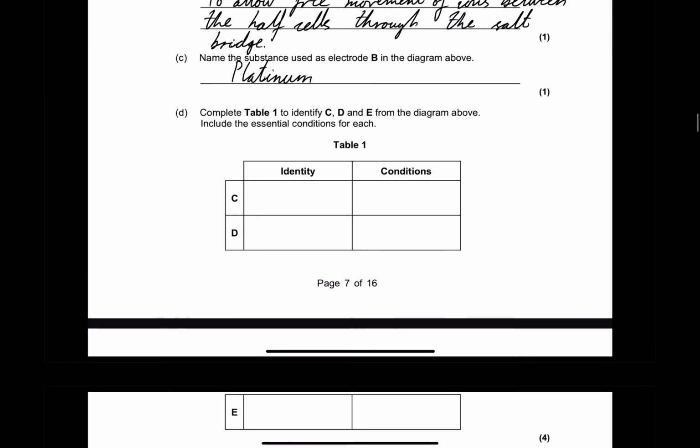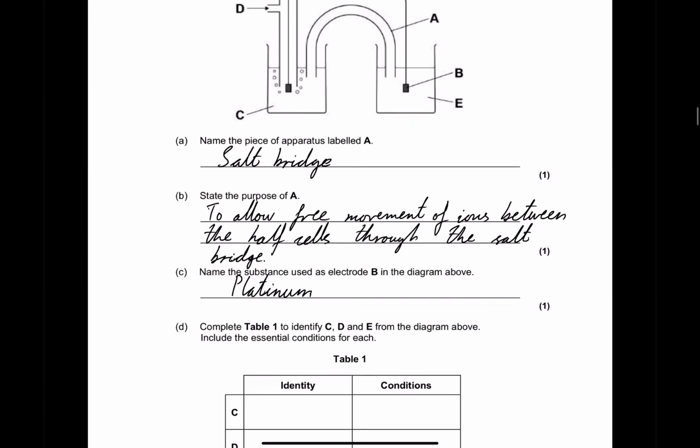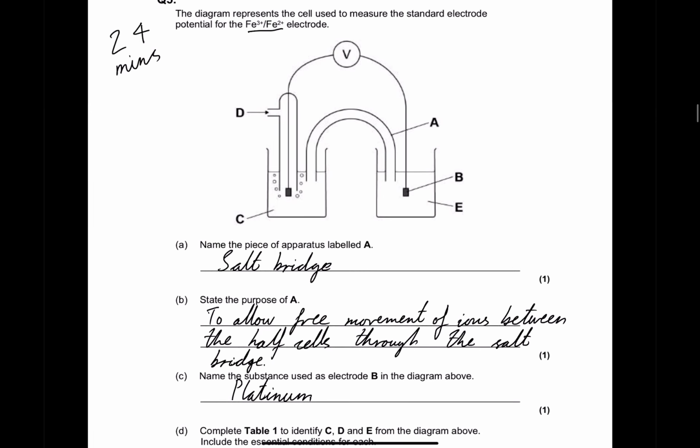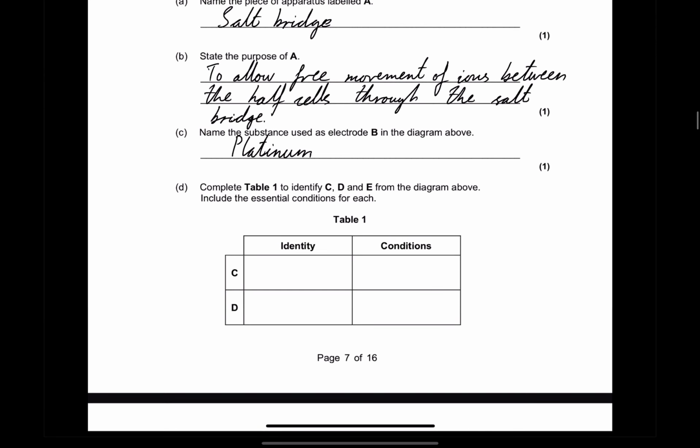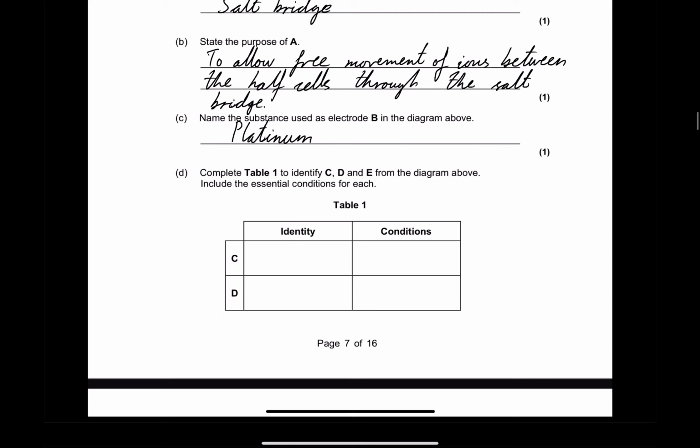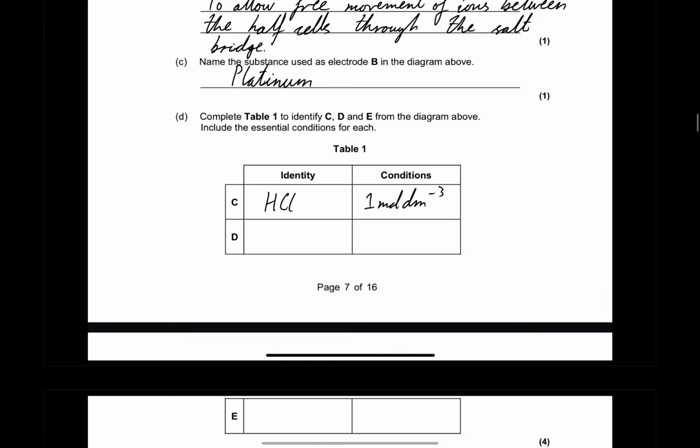Complete table 1 to identify C, D, and E from the diagram above. Include the essential conditions for each. So C is just going to be a strong acid. I can use HCl, because HCl is a strong acid that dissociates to give 1 H+, so we can use 1 mole per dm cubed. I could also use H2SO4, but it would have to be 0.5 moles per dm cubed.